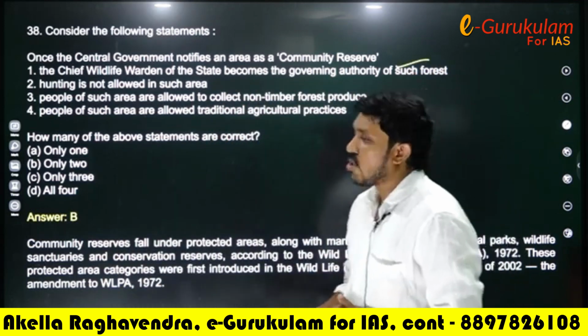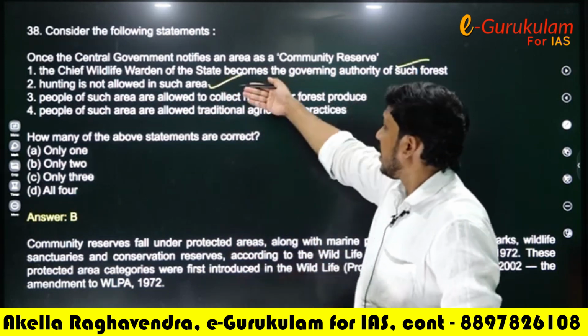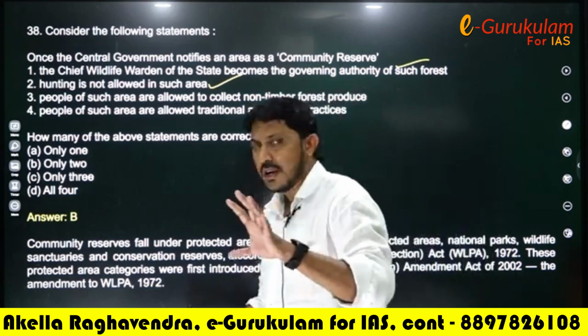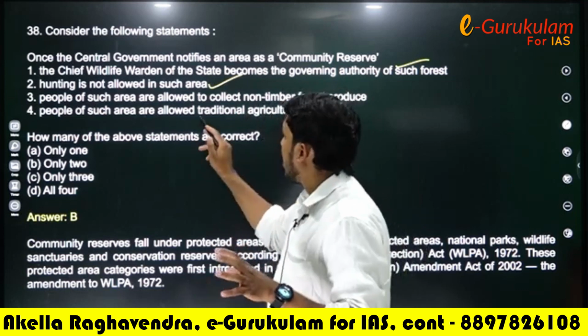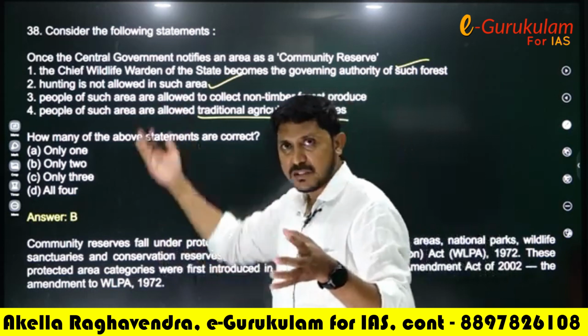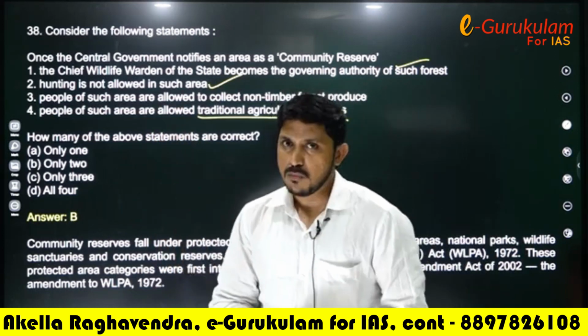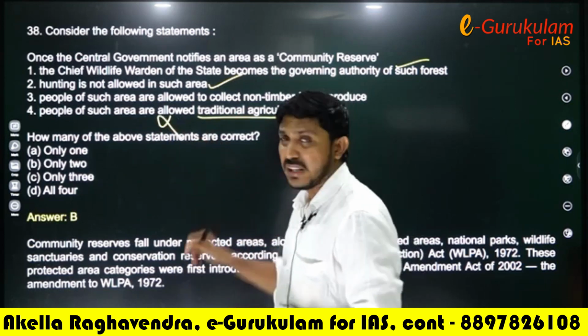That is, option 1 is true. Hunting is not allowed in the area. Obviously, in a protected area hunting is not allowed. But 3 and 4 are somewhat difficult to understand. In general, I saw on downtoearth.org.in that they mentioned that, for example in Nagaland, where a community reserve has been declared, they are not able to do even the traditional shifting cultivation, jhum cultivation. So 4 is also wrong, because are they allowed? No, they are not allowed.